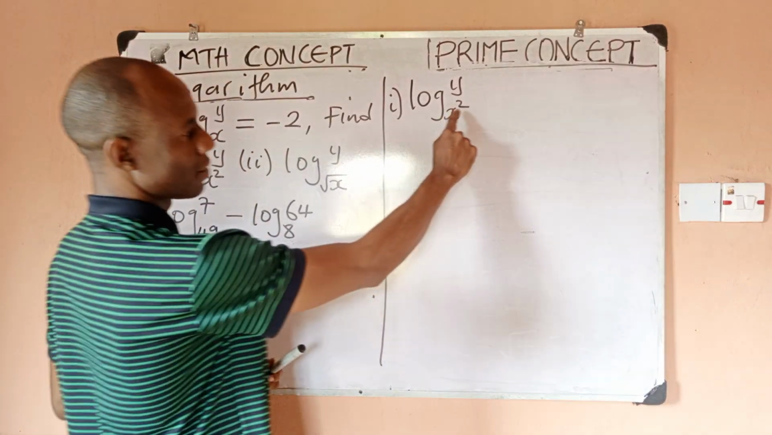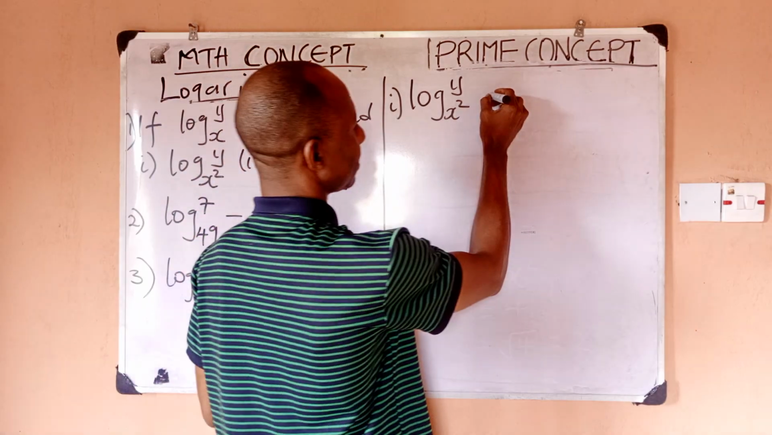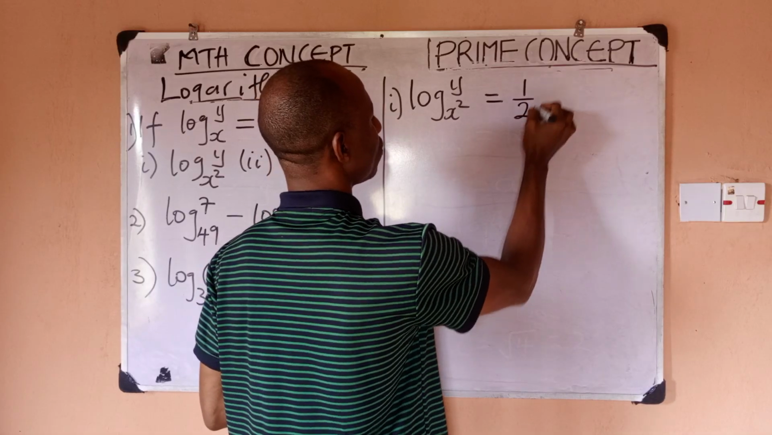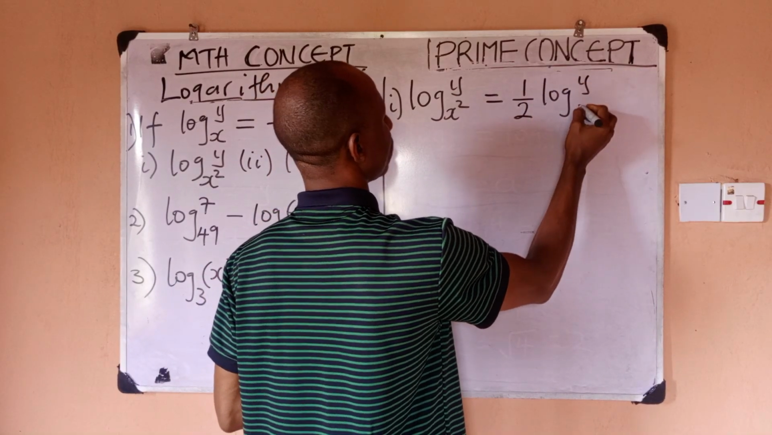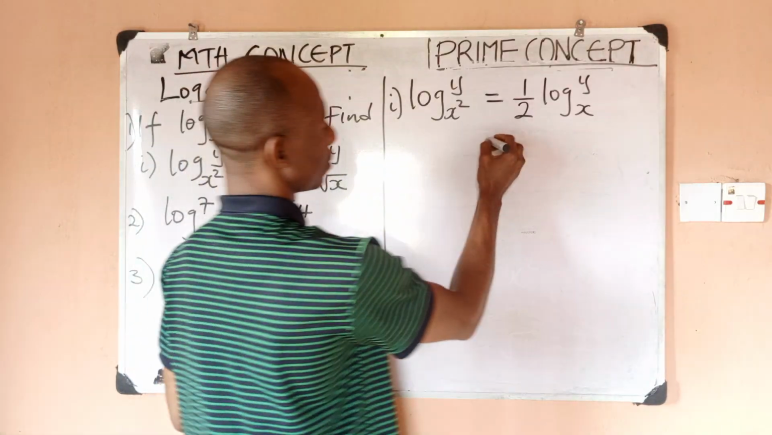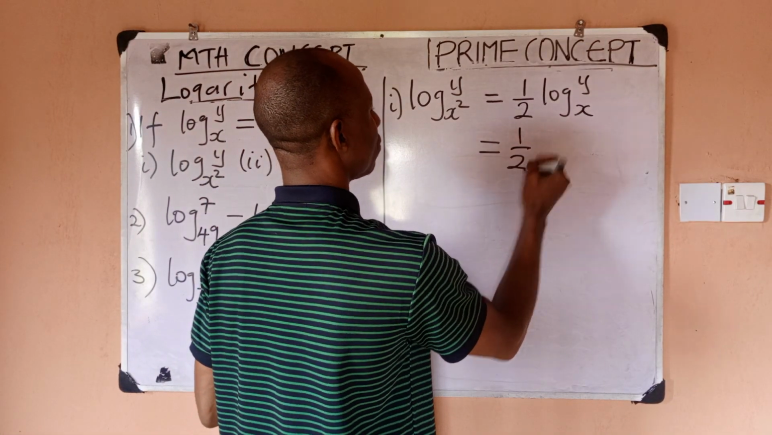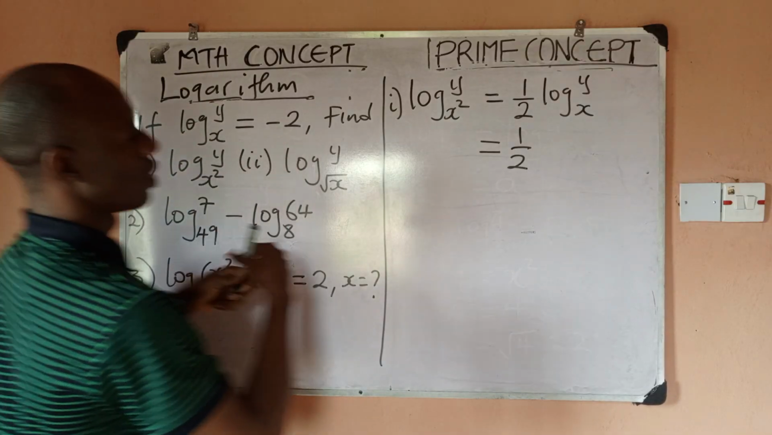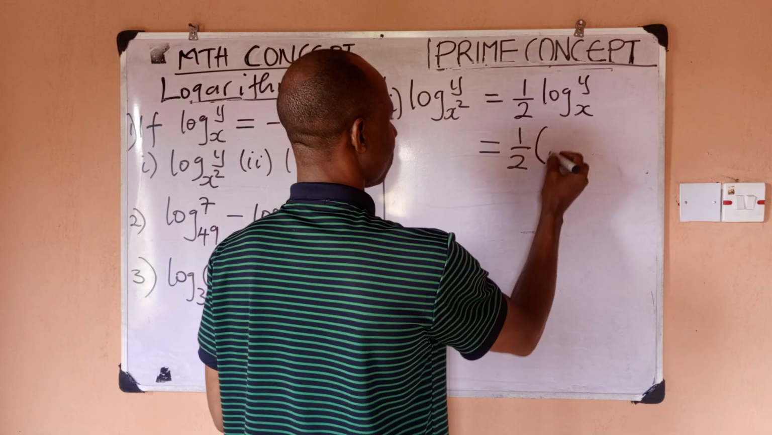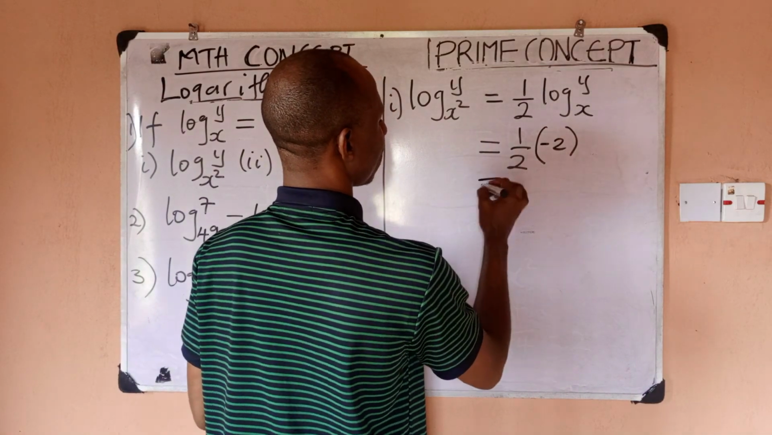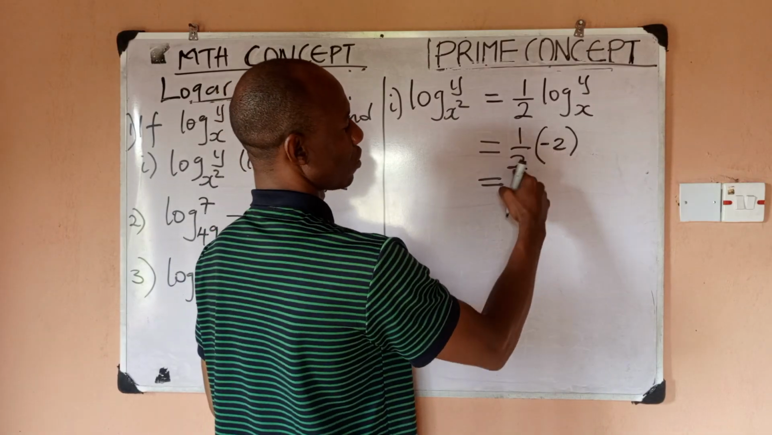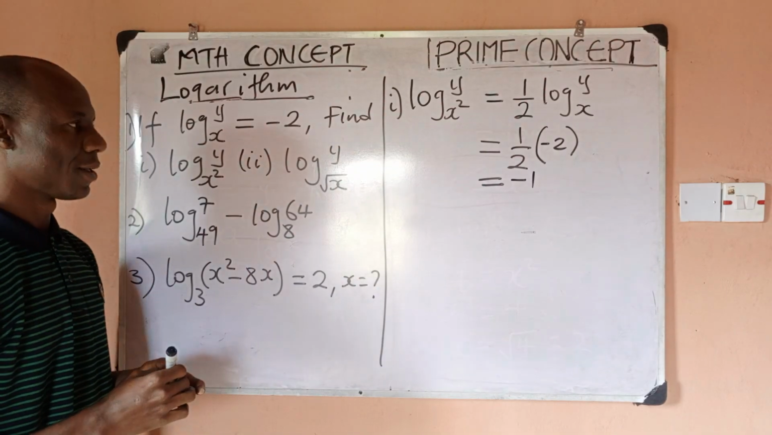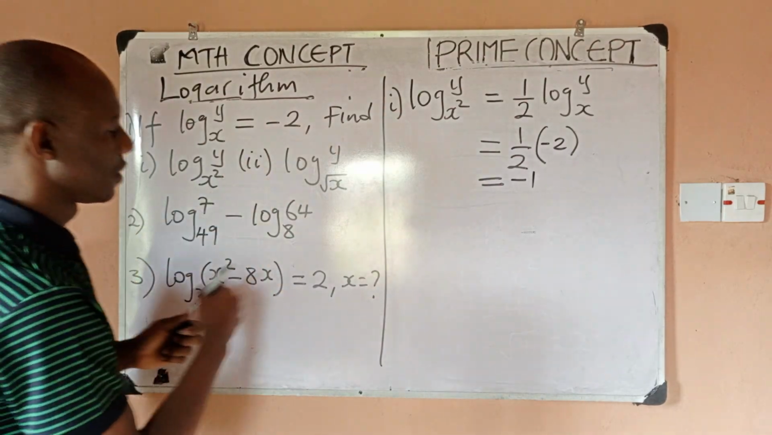Since my base is carrying a power, I know that this should be equal to 1 divided by that power, which is 2, then log y to base x without a power. So I have 1 over 2. Now they told us that log y to base x is minus 2, so I'll replace that with minus 2. If I solve this, 2 into 2 is 1, minus 1 times this. So my answer is minus 1. That is it.